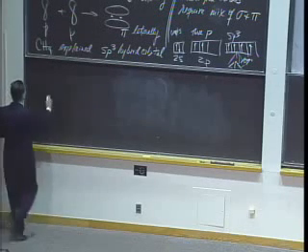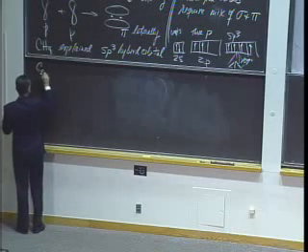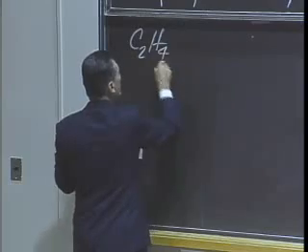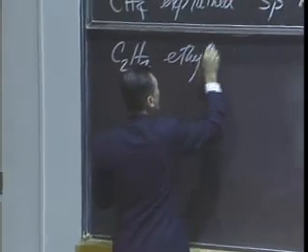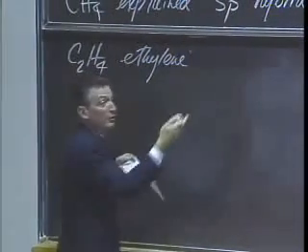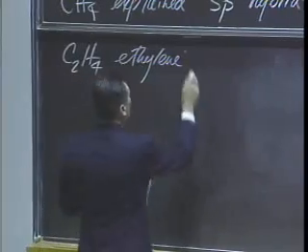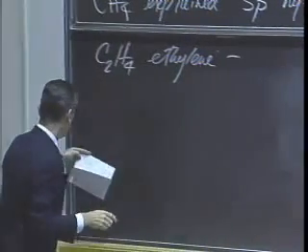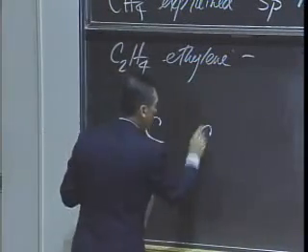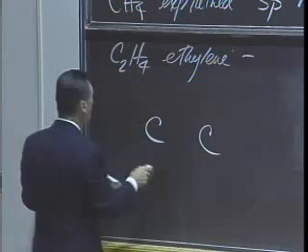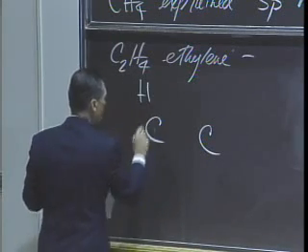But now let's look at another one. How about this molecule? C2H4. It's known as ethylene. Ethylene, precursor to polyethylene. And let's first of all start with the Lewis structure. Lewis structure, 2 carbons here, and I've got hydrogens.